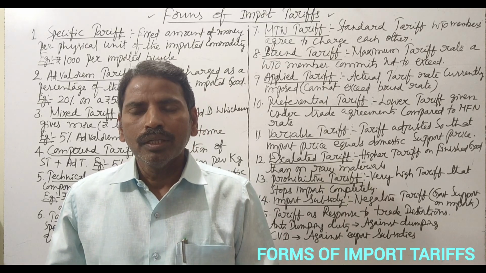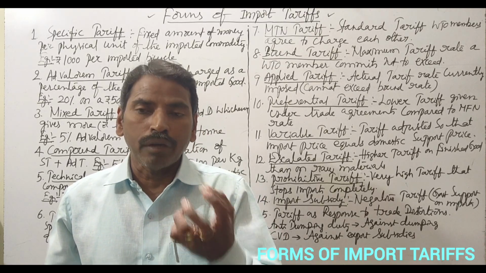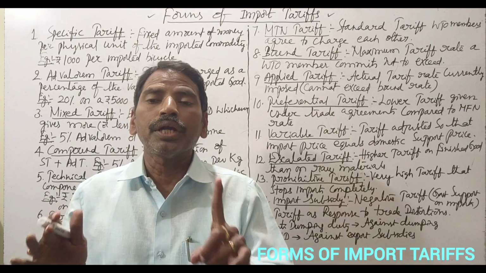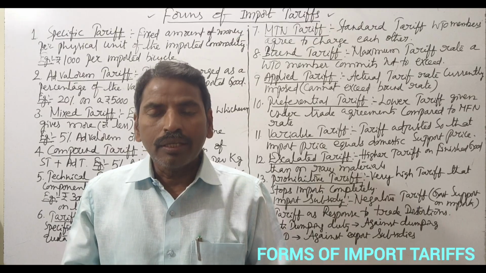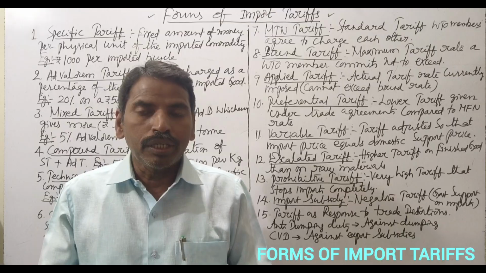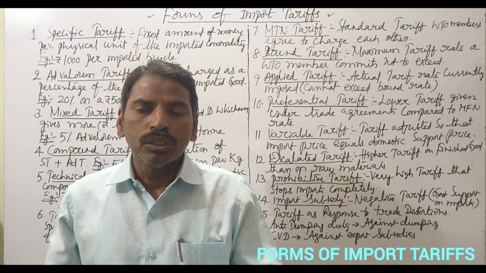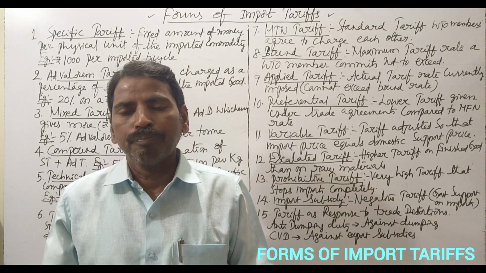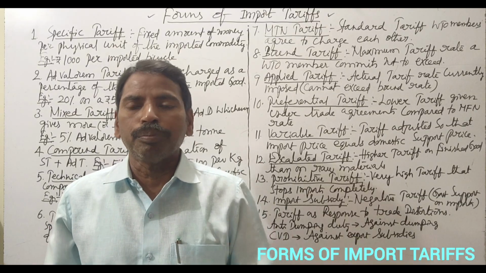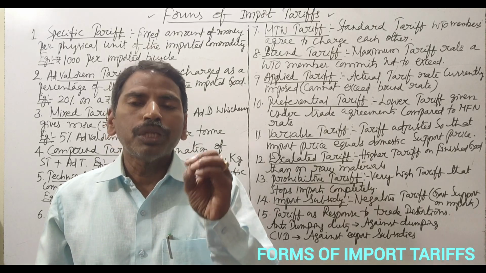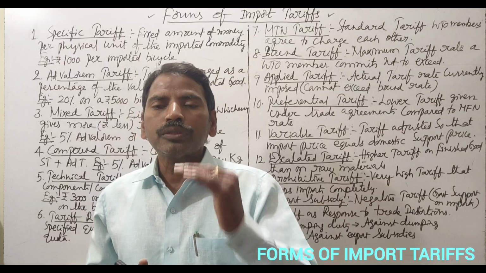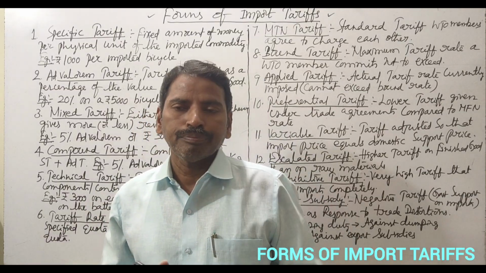The main objectives of tariff are, first, to protect the domestic industries from foreign competition. Second, to increase the government revenue. Third, to reduce imports to correct trade deficit. Fourth, to prevent unfair trade practices like dumping. These are the objectives of tariff. So now let us examine forms of import tariff.